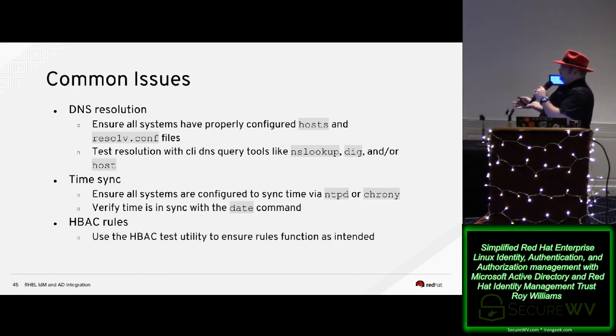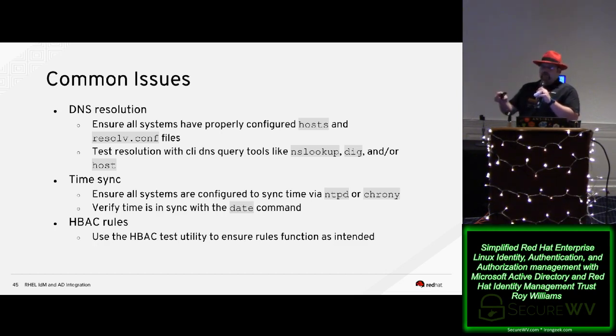Another common issue is host-based access control rules, or HBAC. It's not that HBAC itself is a problem, but sometimes we don't get the rules right. So what we can do there is use a test utility that works both from the UI and from the command line in IdM that allows us to go in and define our host-based access control rules, and then we can go to this utility, select a user, select what system they're trying to log into, and what they're trying to do.